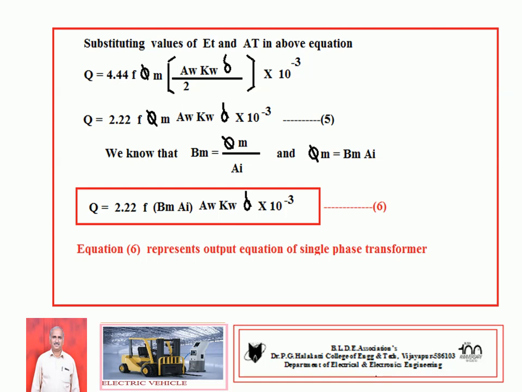It is also observed that flux density Bm equals phi m by Ai. Therefore, phi m equals Bm into Ai. Hence, the above equation may be modified: in place of phi m, you write Bm into Ai. This is equation 5 or equation 6. It is very important. You remember it and practice the derivation. While calculating single phase parameters, we need this expression.